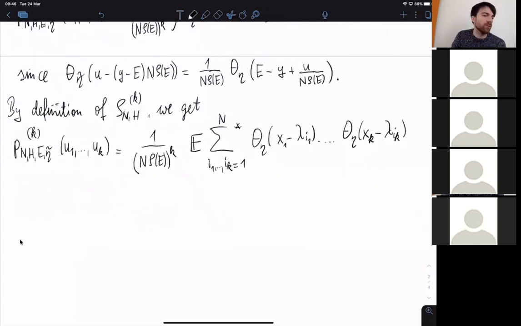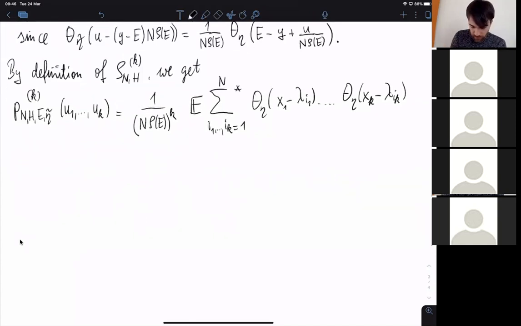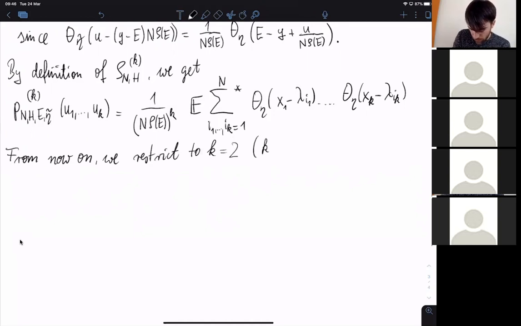And now I will restrict to the case k equal to 2, because already in the case k equal to 2, I have all the complications, and the rest just needs a bit more complicated notation, but there are no additional complications coming in. So from now on, we restrict to k equal to 2. And maybe I should remark k equal to 3 is similar with a more complicated notation.